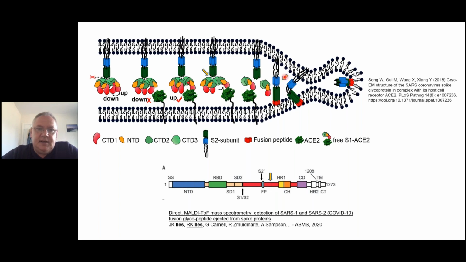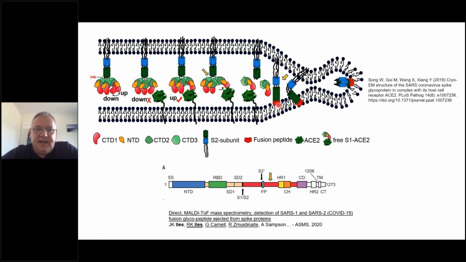We think there's another cleavage site here. And very early on, using MALDI mass spec, we had surmised that there wasn't just an S1, S2 prime cleavage, this S2 cleavage that other people had recognized, but that possibly there's another cleavage here that is responsible for these next stages of biological activity of this protein.